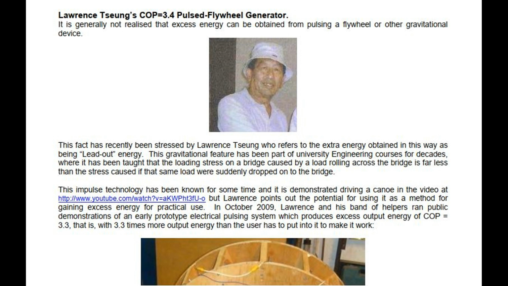But Lorentz points out the potential for using it as a method for gaining excess energy for practical use. In October 2009, Lorentz and his band of helpers ran public demonstrations of an early prototype electrical pulsing system which produces excess output energy of COP equal 3.3, that is, with 3.3 times more output energy than the user has to put into it to make it work.